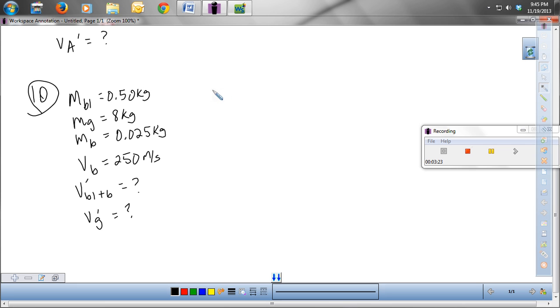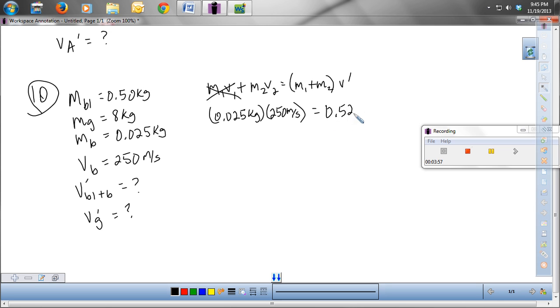Okay. So I did two separate things. I said M1V1 plus M2V2 equals M1 plus M2, because they're stuck together now, V prime. And I said that this would be the block, and it wasn't moving. So that gave me a 0.025 kilogram bullet, moving at 250 meters per second. And then the block and the bullet together were 0.525 kilograms times their new common velocity, V prime. So when I did that, I solved for V prime, and I got 11.9 meters per second.